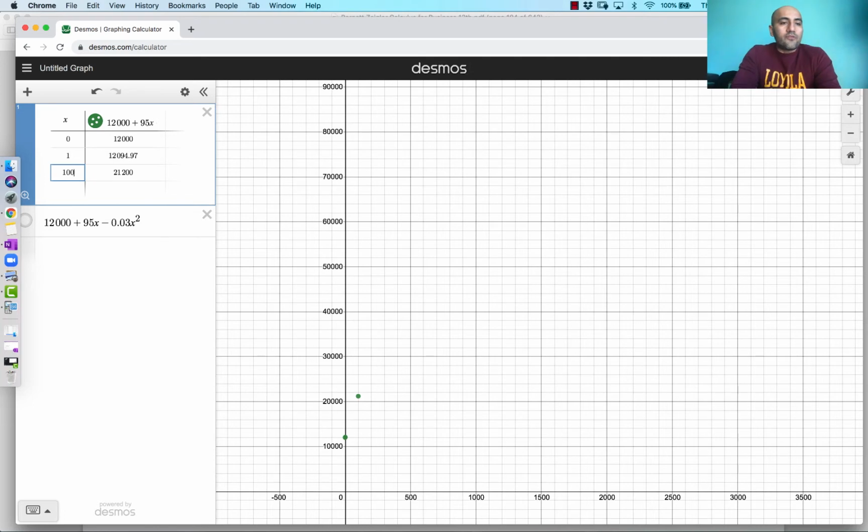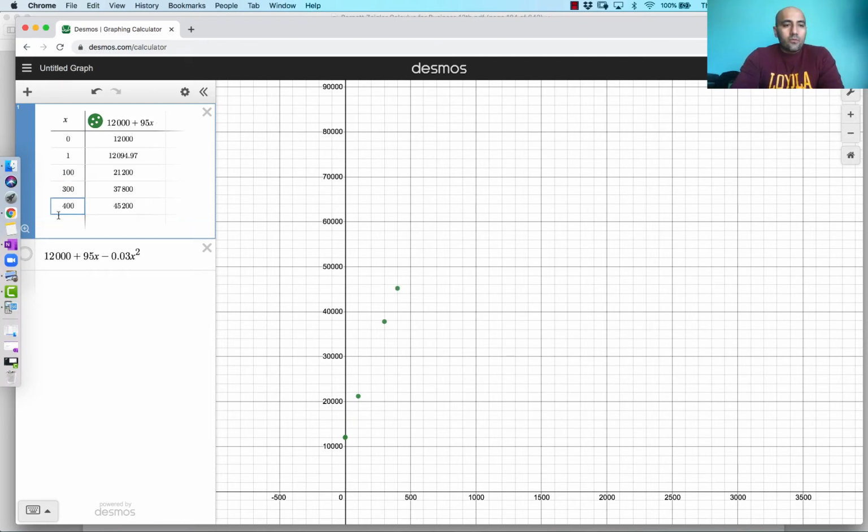What if we made 100 of them? If we made 100 tanks, it would cost $21,200. If we made 300 of them, it would cost $37,500. Okay, what if we made 400 of them? What if we made 500 of them? What if we made 600 of them? Okay, looks like we just keep going up and up and up and up, right?